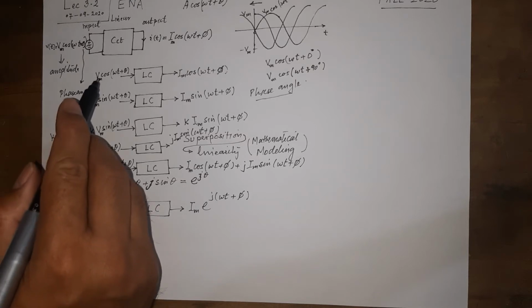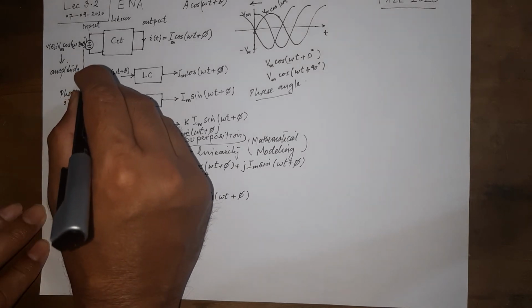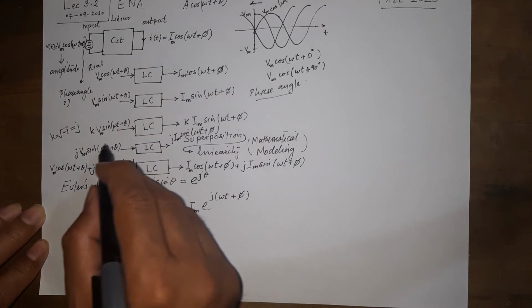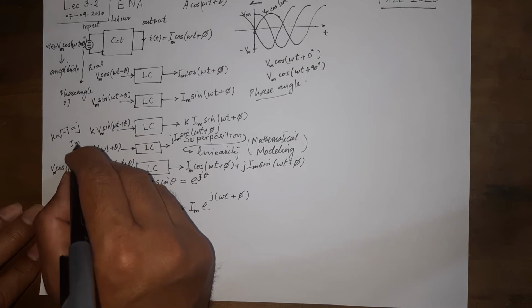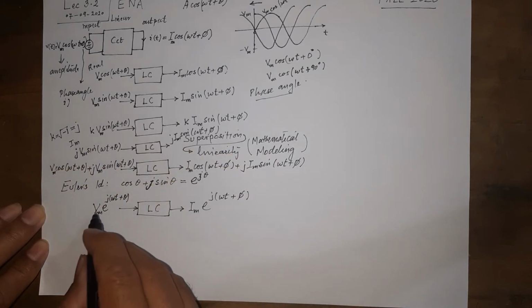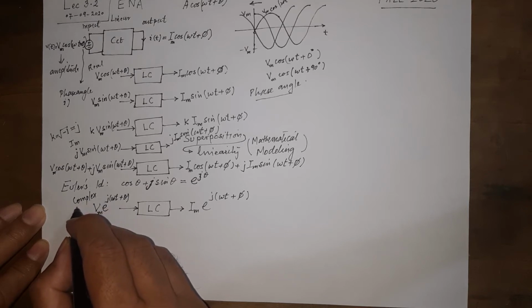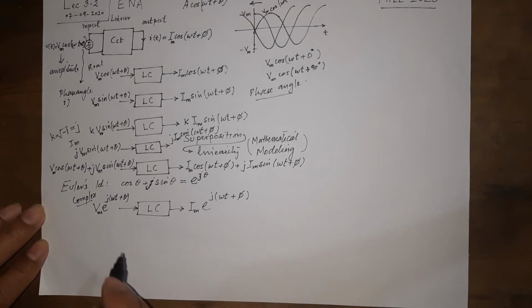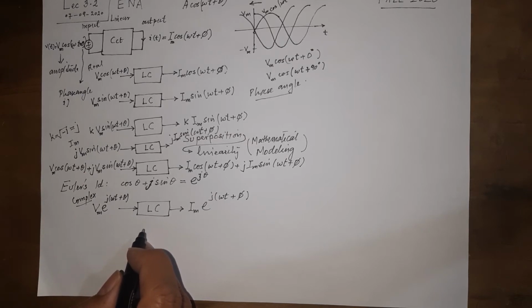So what we have come to: we started with a real input and real output. We used mathematics to understand that an imaginary input will cause an imaginary output, and we have come up to this point that a complex input is going to result in a complex output. And here is where we are close to understanding how the magic happens.